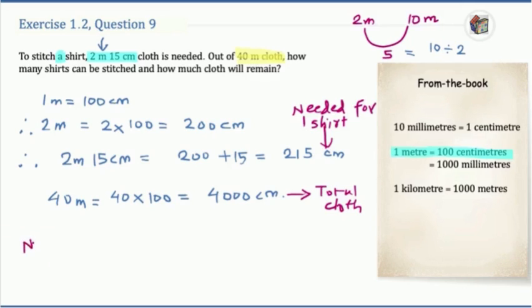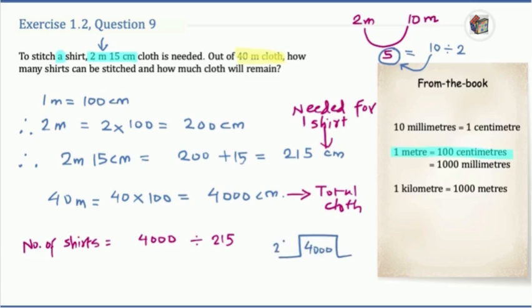So even now the number of shirts that we want to find out will be calculated how? By dividing the total cloth that you have, which is now 4000 centimeters, by the centimeters of cloth that you need for one shirt. Now this time it need not actually be a perfect division every time. So in our case we got a perfect 5 when we divided 10 by 2. But if it is not perfectly divisible, then whatever is the remainder will tell you that this much is the cloth that will still remain, and the quotient will tell you how many shirts you can get. So let's do this together. Let's do 4000 divided by 215.